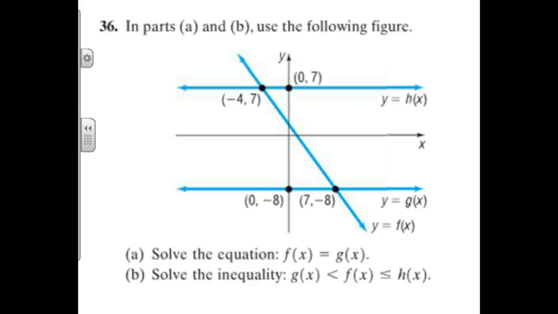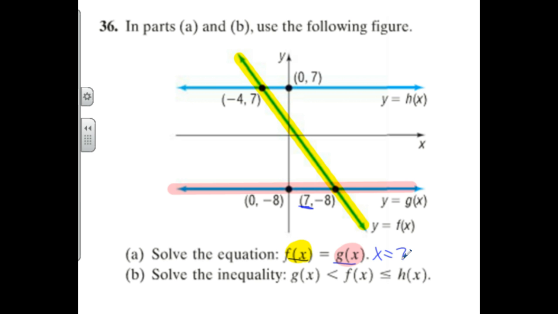So there's a couple other practice problems. This is kind of interesting. Where are the two functions equal? When does f equal g? Let's let the f function be yellow, and the yellow will equal the g function, looks like at x equals 7.